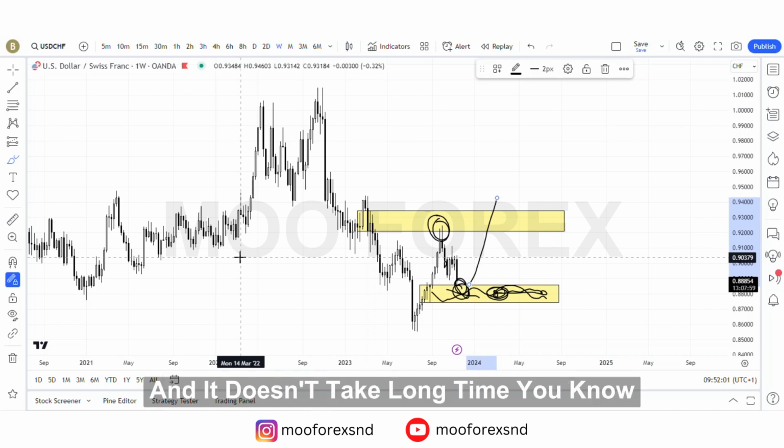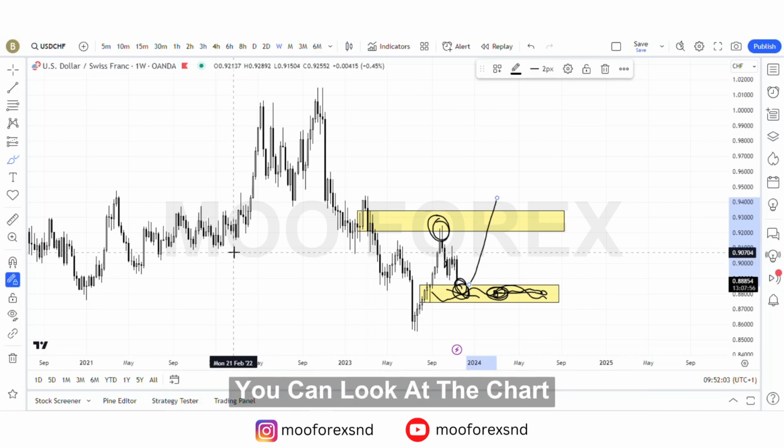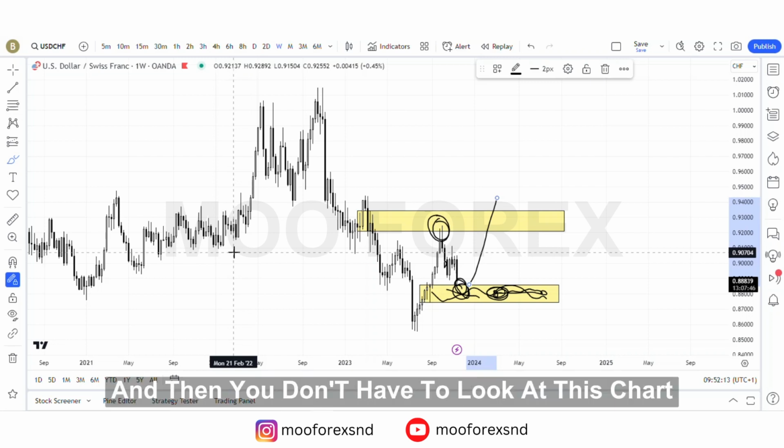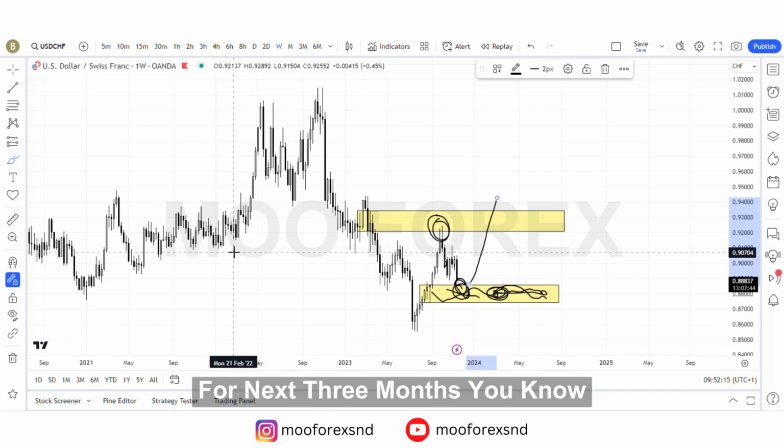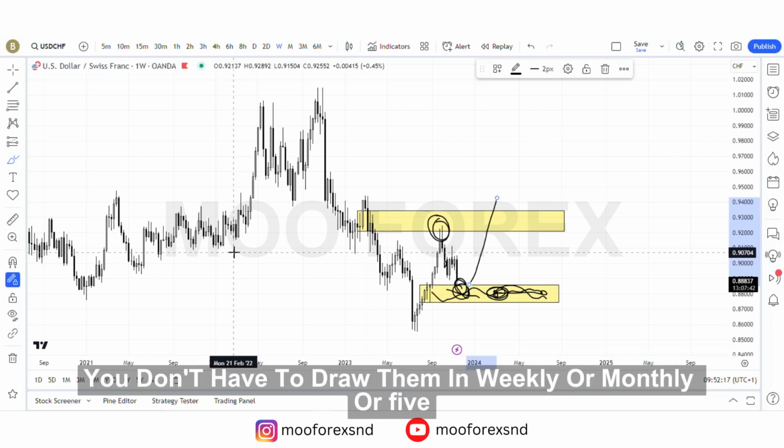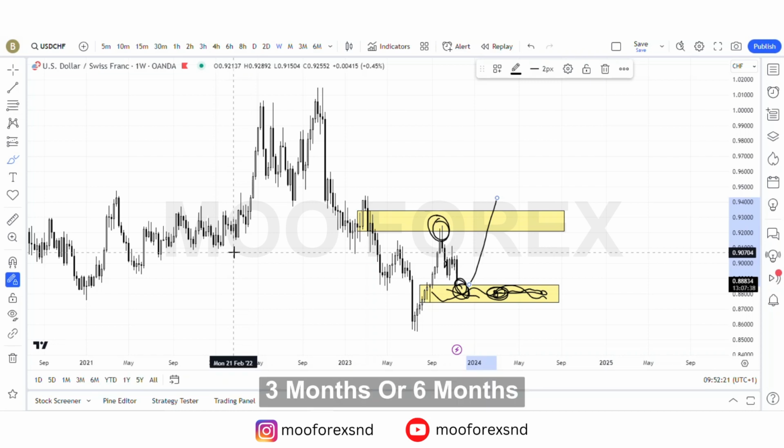And it doesn't take a long time. If you look at the chart once a week, let's say on Saturday or Sunday, whenever you have time, you look at them, you draw the imbalance, and then you don't have to look at this chart for the next 3 months. You don't have to draw them on weekly or monthly or 3 months or 6 months, but you must draw the levels, and then you don't have to do anything for the next 3 to 6 months. And it takes only 5 minutes.